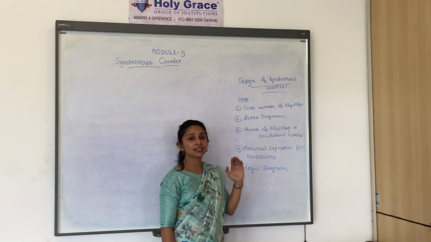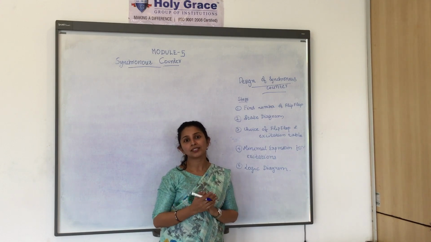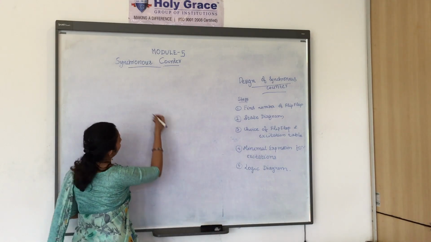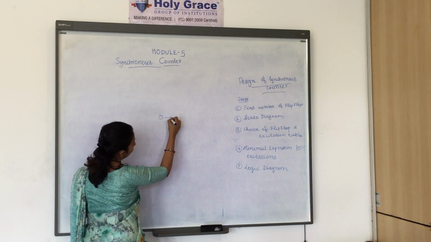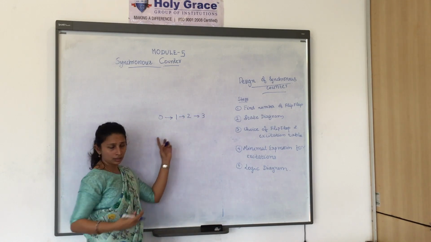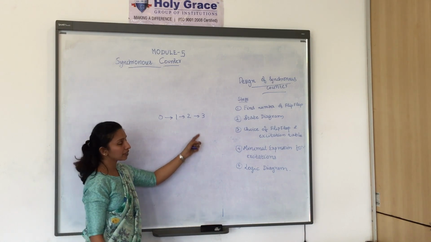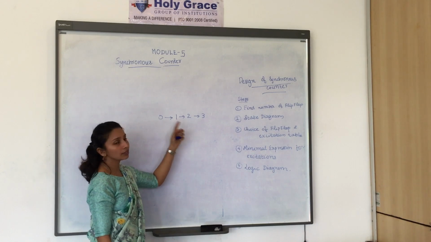The second step is the state diagram. A state diagram shows the flow of the states. Suppose a counter is set to count from 0 to 1, 2, 3, like that. We will draw a state diagram which represents how it changes its state.